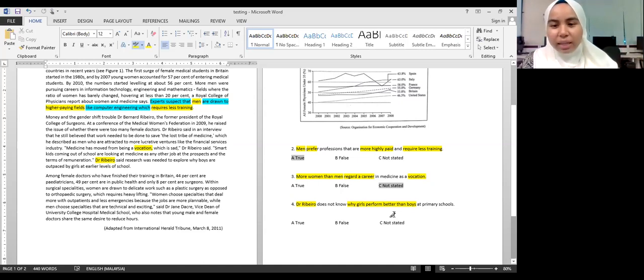So the keyword that I've highlighted in the question is why girls perform better than boys at primary school. This has the same meaning as why boys are outpaced by girls at earlier levels of school, because the early levels of school refers to primary schools, and why boys are outpaced by girls delivers the same meaning as why girls perform better than boys.